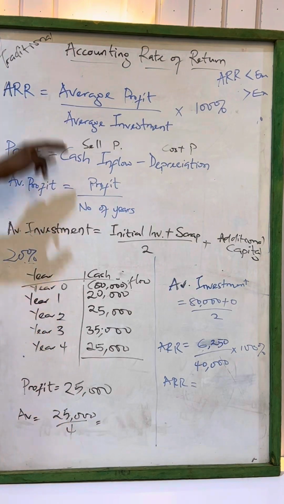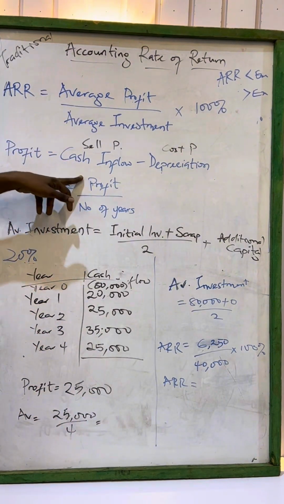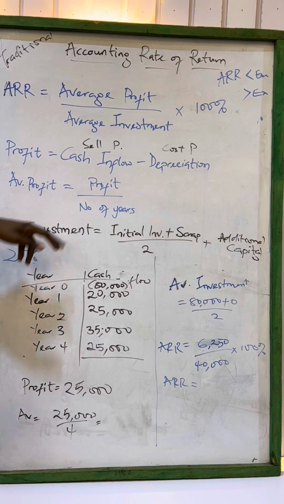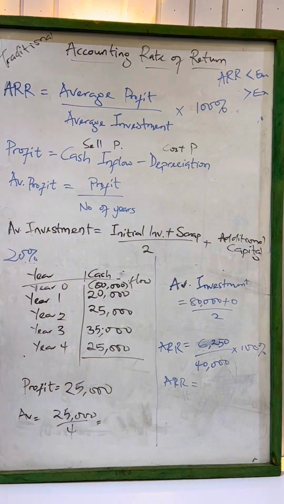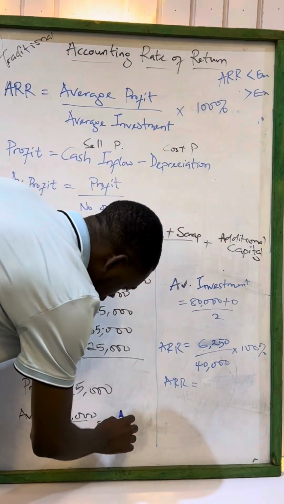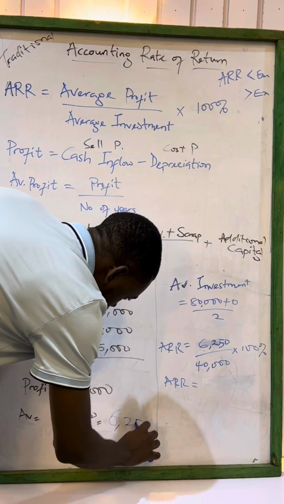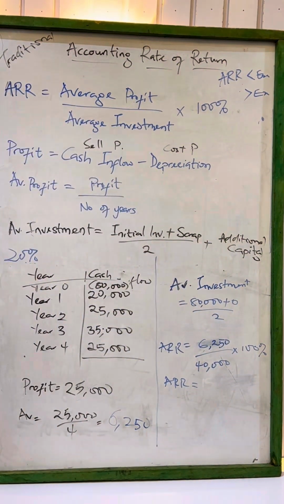And how do you get your average profit? I said your average profit is profit over the number of years. So the number of years, we have 4 years here. So 25,000 naira divided by 4, that's going to be 6,250. So we've got our average profit.